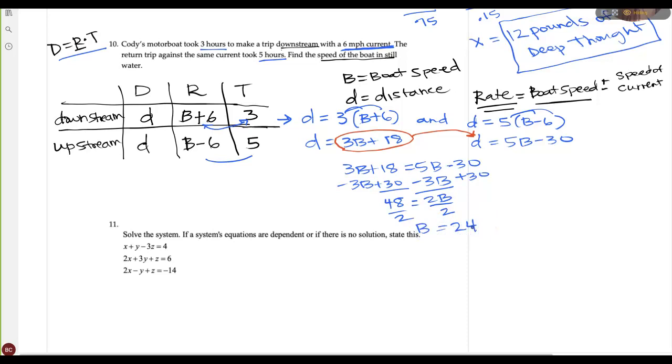And then again, I'm not done, right? I need to put a word answer on it. So 24 what? What was I trying to find, right? Remember, B is the boat speed. So what label do I need on that? 24 what?